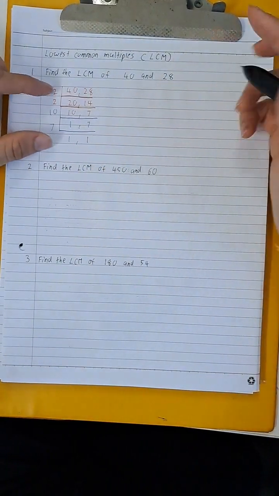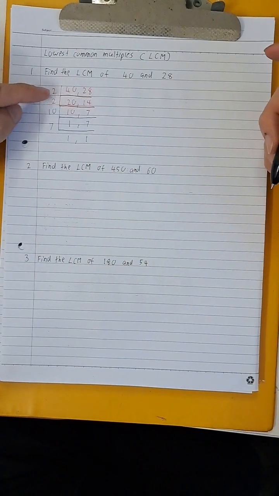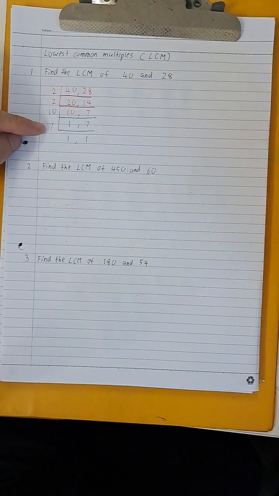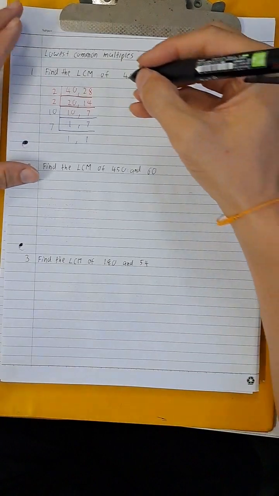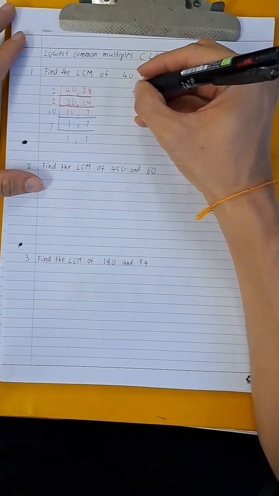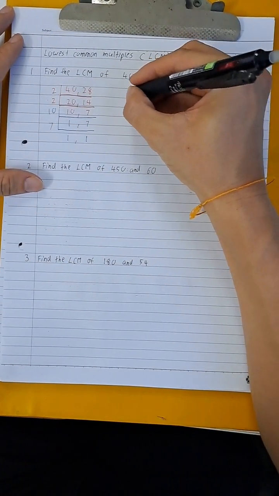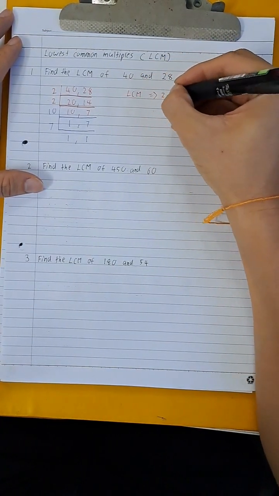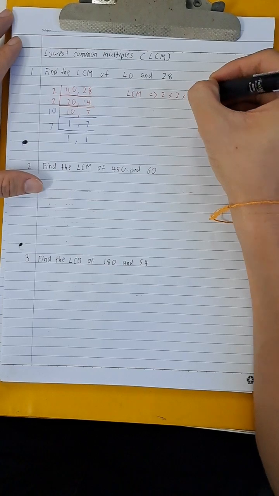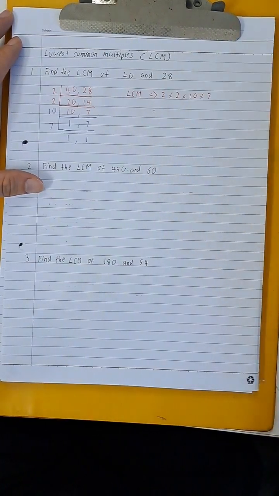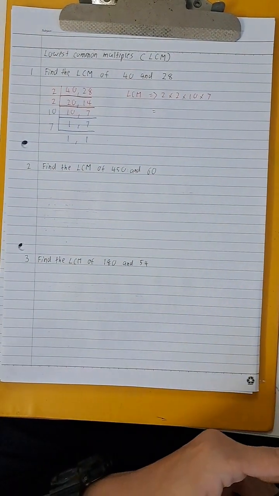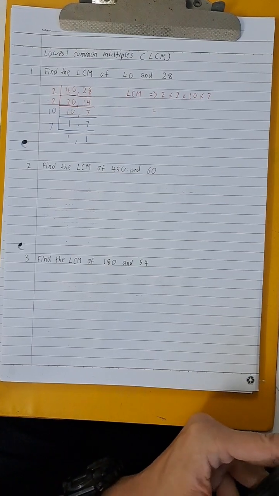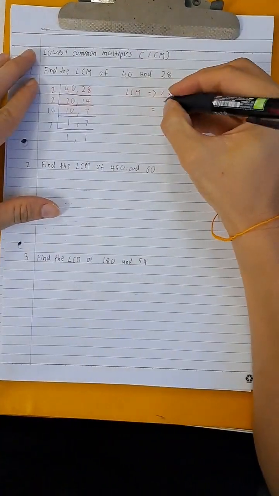So what do we do from here? All these numbers, 2, 2, 10, and 7, we will just multiply them together to get our lowest common multiple. So LCM will be 2 times 2 times 10 times 7. We can work that out with the calculator. 2 times 2 times 10 times 7 will be 280.